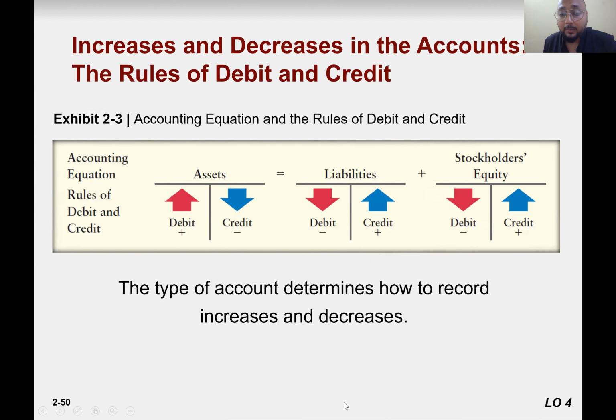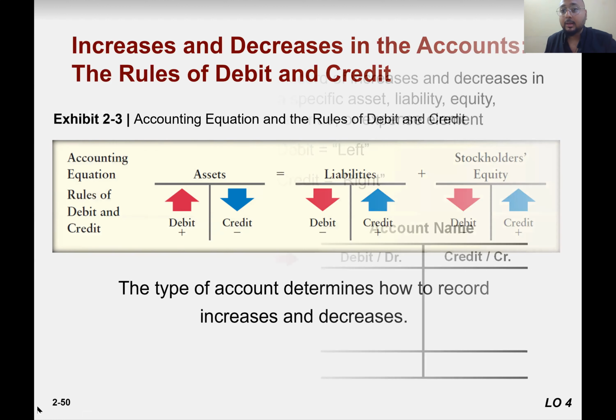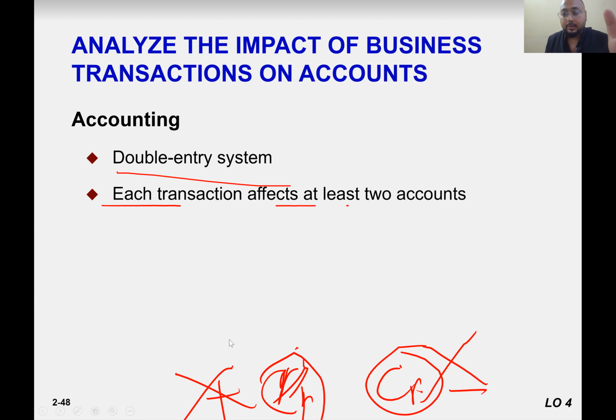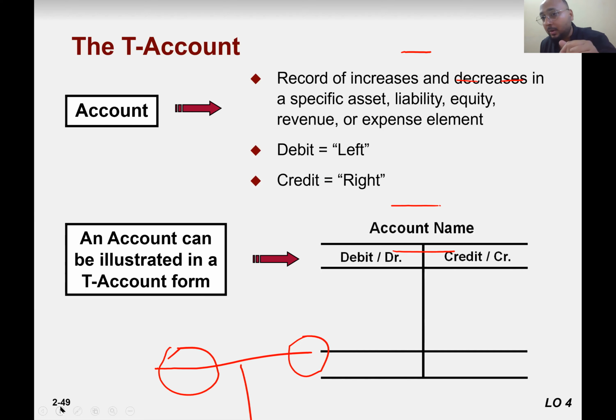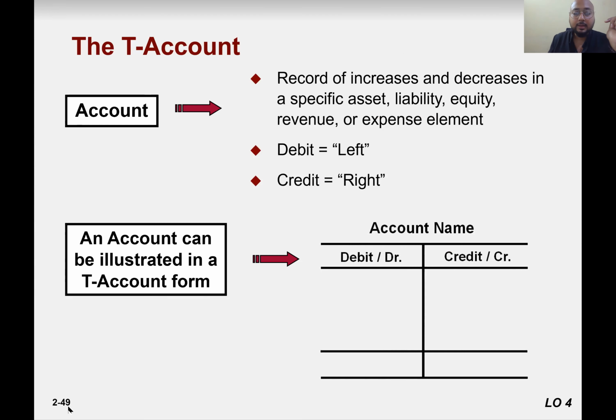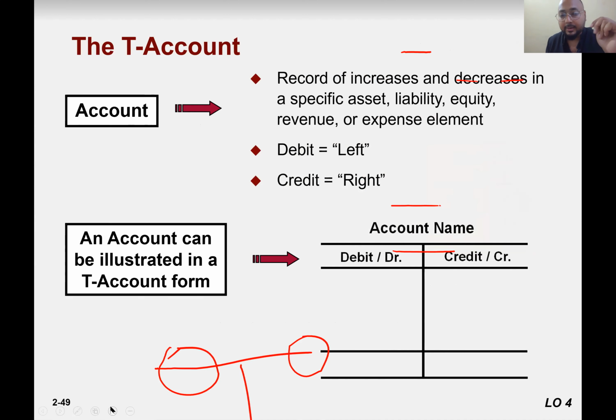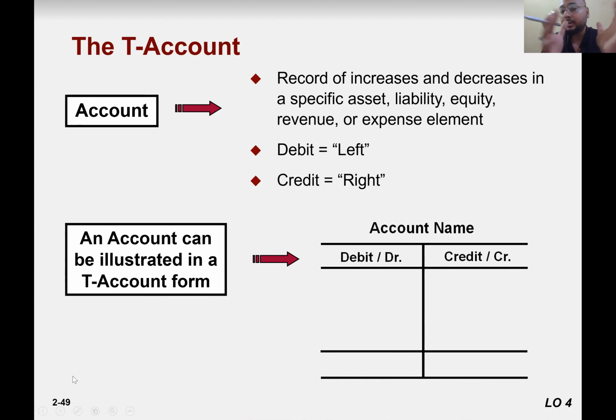Since a T account records either an increase or a decrease, increase or decrease depends upon the nature of the account. So how many broad categories do we have in the account system here? We have asset, liabilities, equity, revenue, and expense.